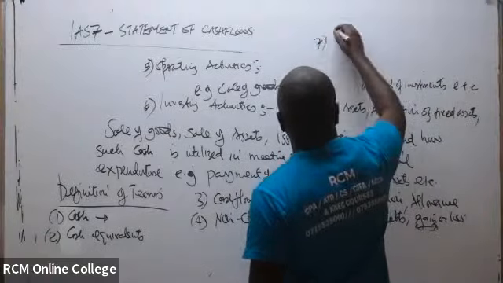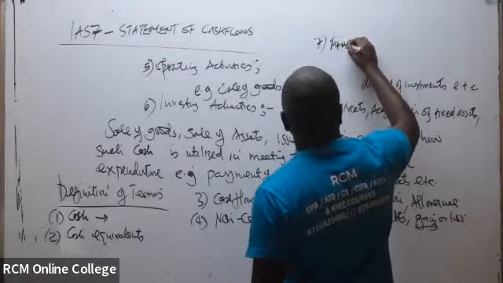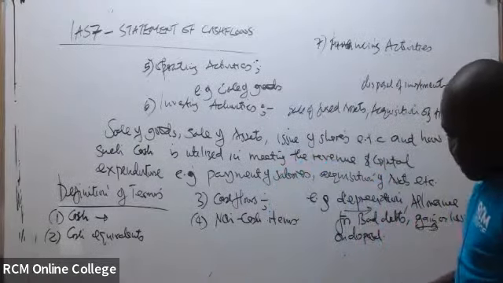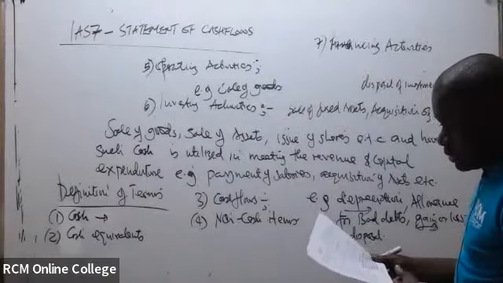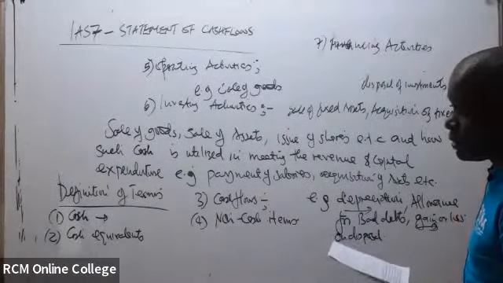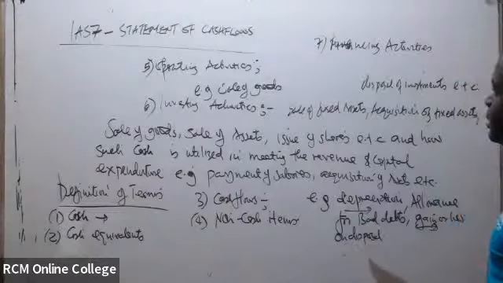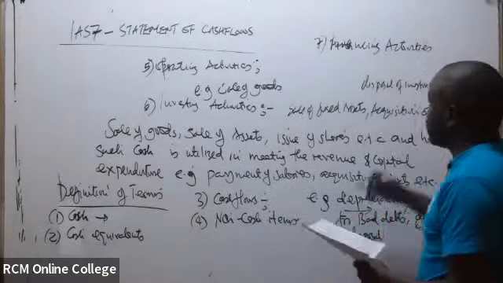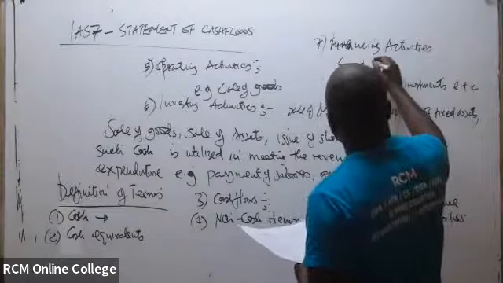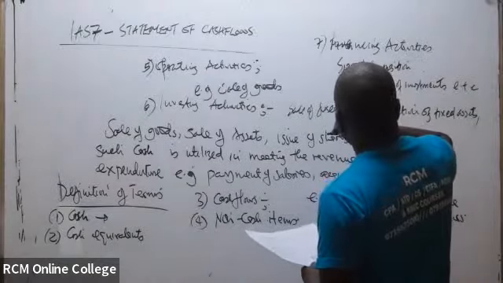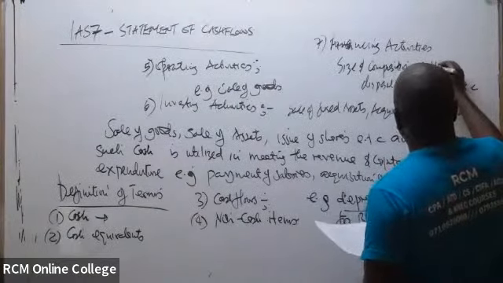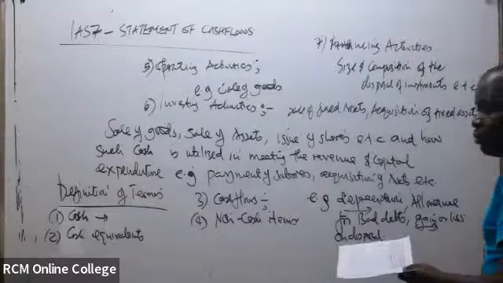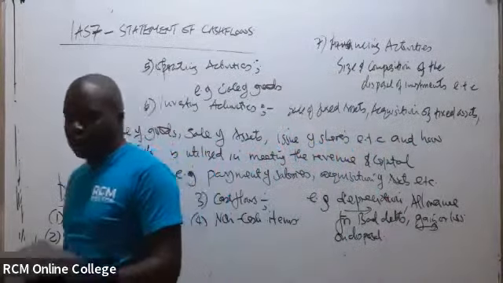Then we have financing activities. Basically, these are now the equity elements. Financing activities are activities that result in changes in the size and composition of the capital of the company.